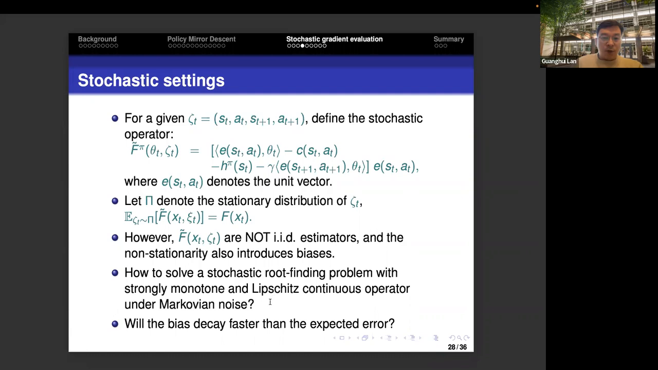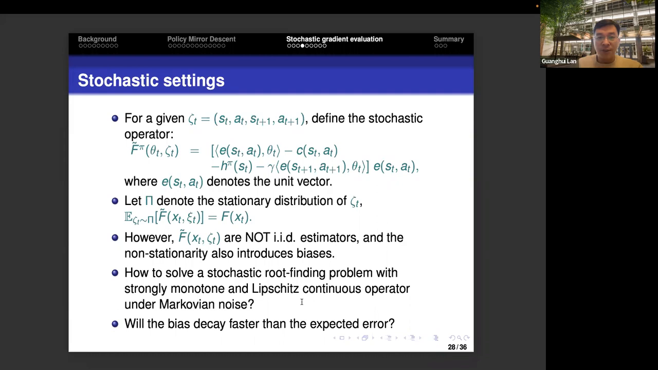What I want to highlight here is how we can solve this stochastic root finding problem with a strongly monotone and Lipschitz continuous operator under this Markovian setting. And also, can we show that the bias will decay faster than the expected error or mean square error, similarly to the multiple trajectory setting?